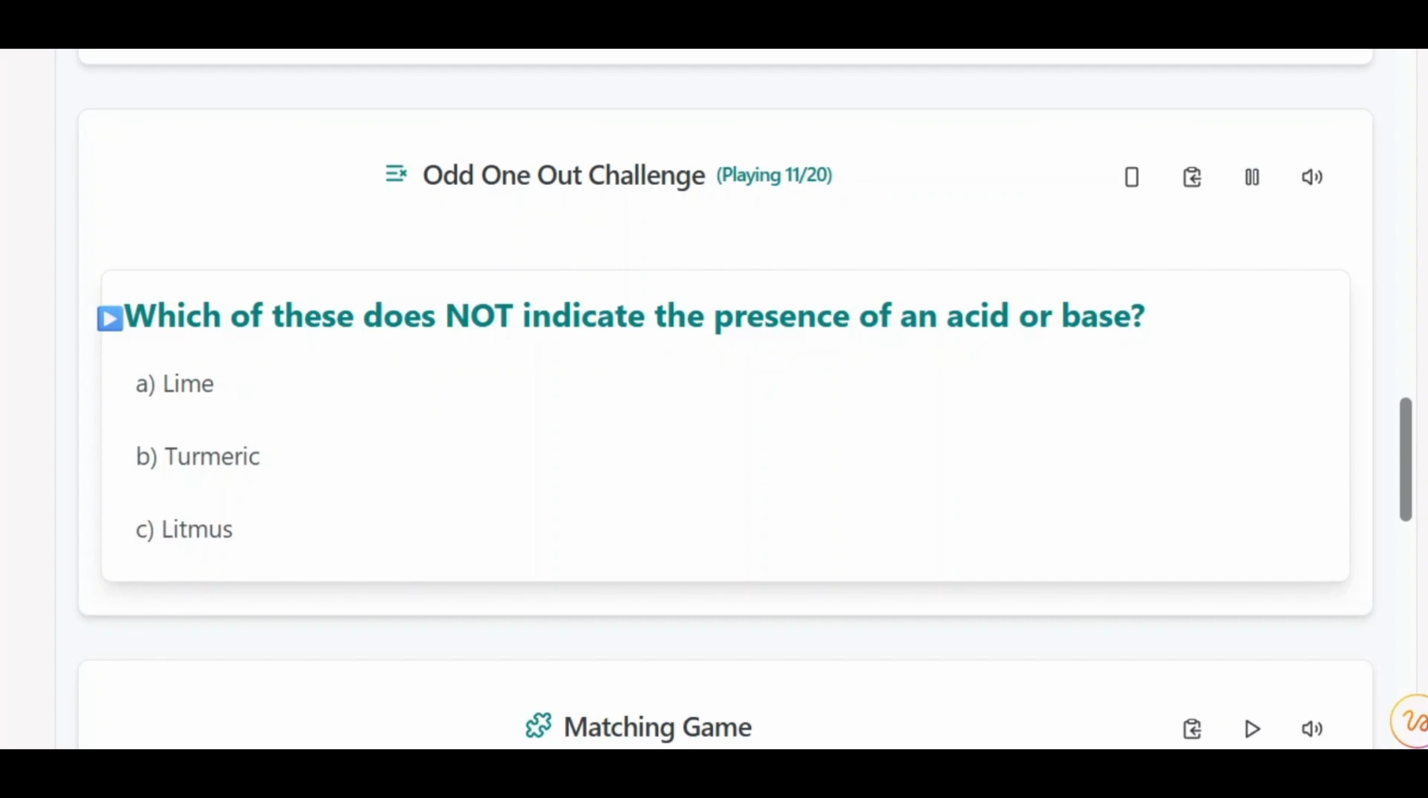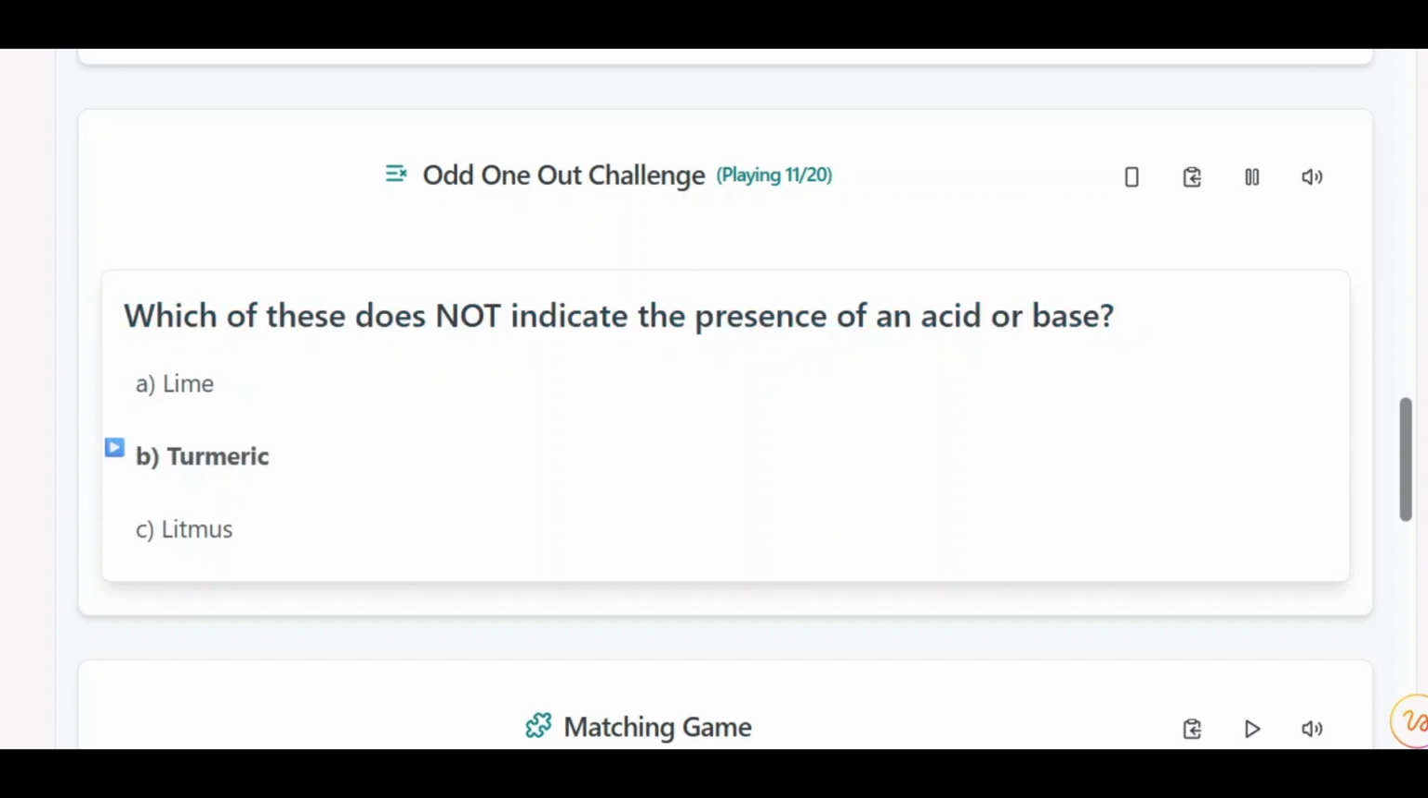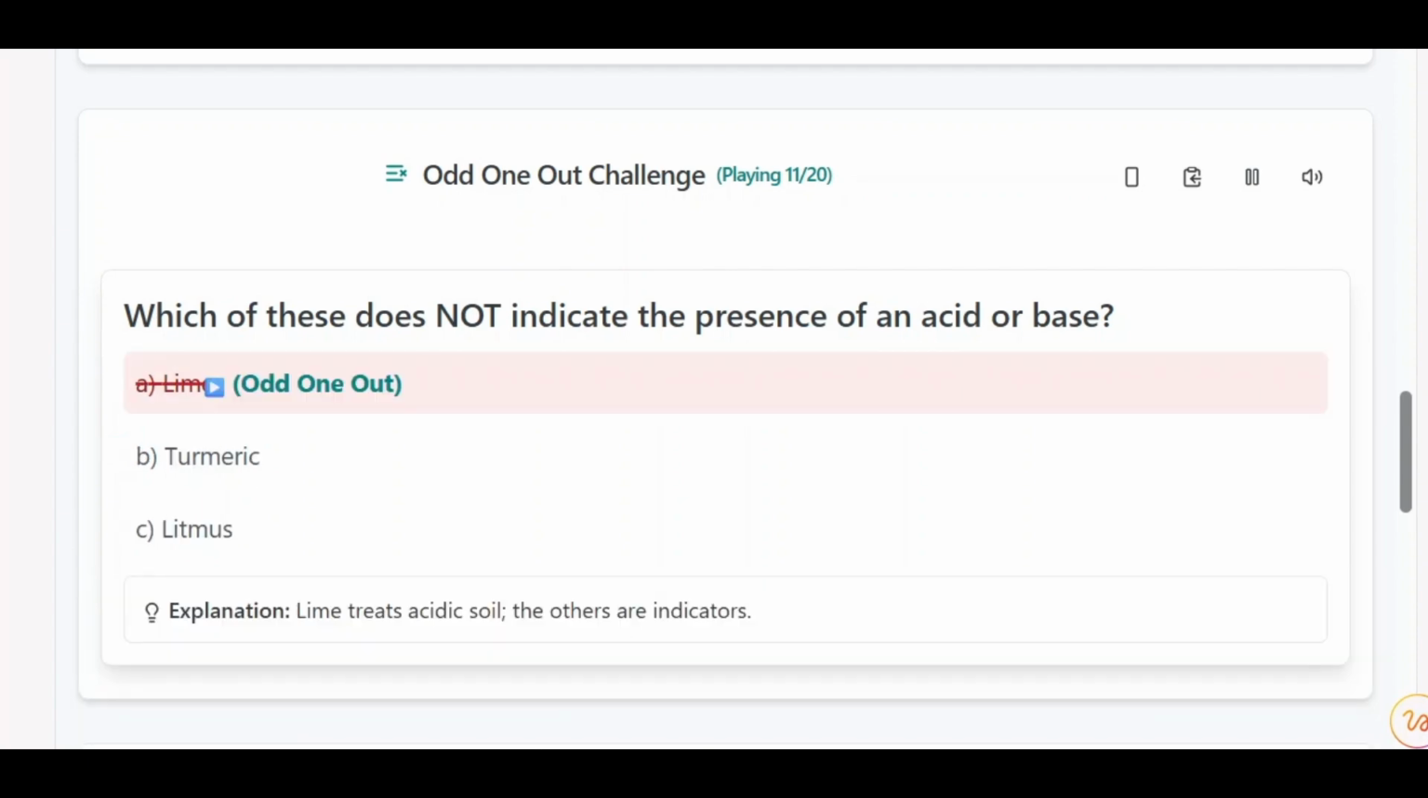Which of these does not indicate the presence of an acid or base? Lime, turmeric, litmus. The odd one out is lime, because lime treats acidic soil, while the others are indicators.